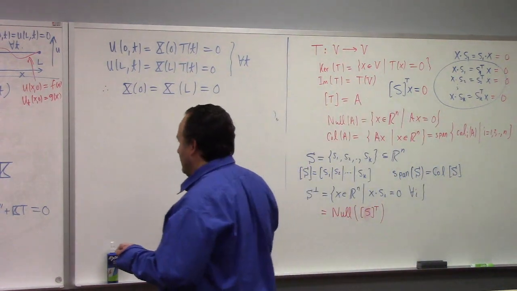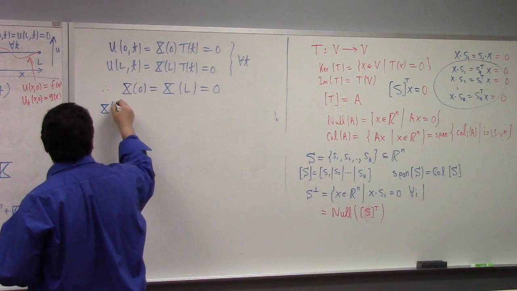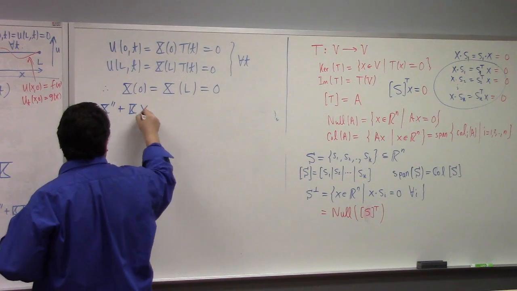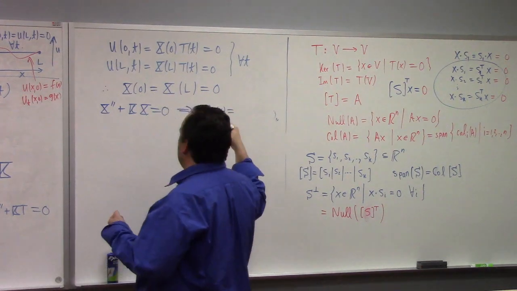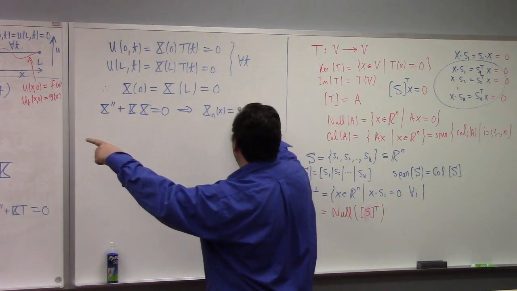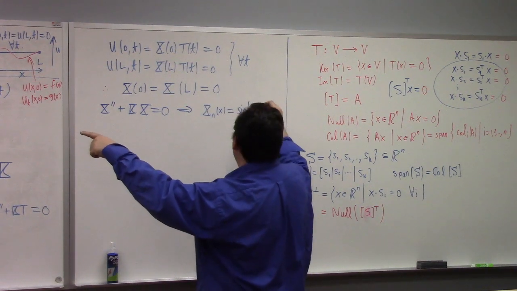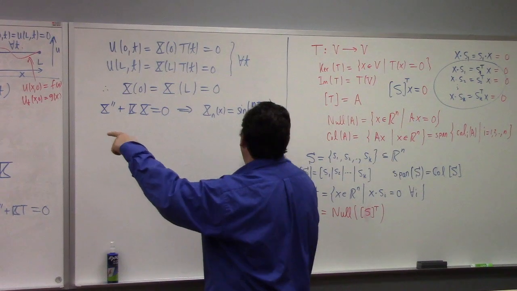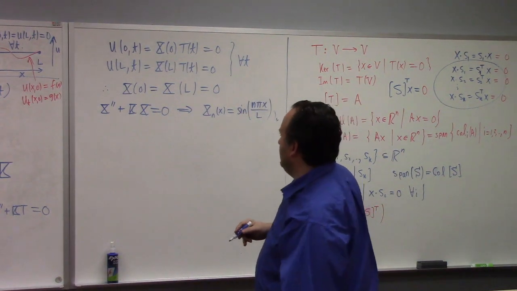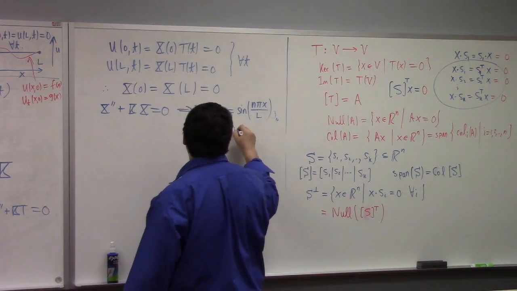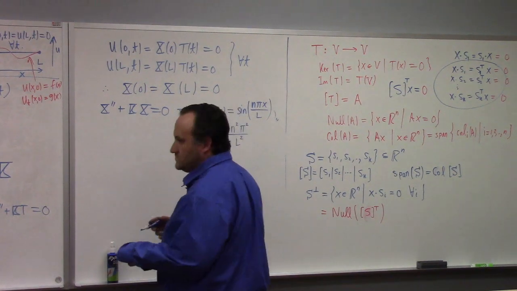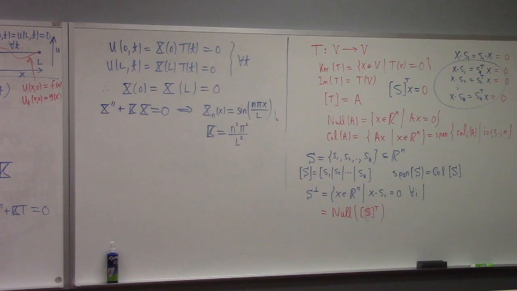So in fact, it tells me that X'' plus big K X equals 0 implies X_n of x is equal to, apparently, the first thing, sine of n pi x over L, and here K is in fact equal to n squared pi squared over L squared. But you see, that K is shared by both.